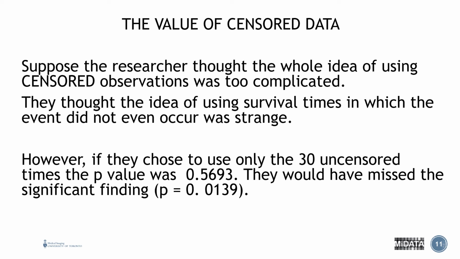Do I just roll it in? Or do I exclude them because I'm not comfortable with the idea that survival times in which the event did not occur is just weird? And if you had chosen, which would probably be the right choice, to exclude those 8 subjects, you would have found a p-value that was not significant. However, if you perform this parametric survival analysis in which you account for censored observations, then you end up with a significant finding. And there's the value of performing survival analysis when you have censored observations.